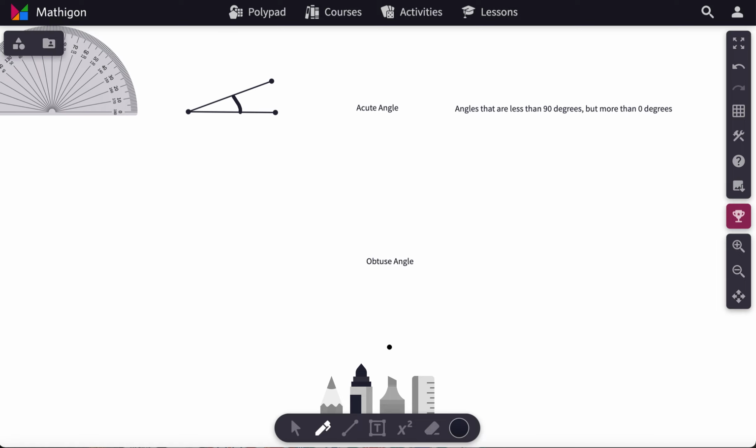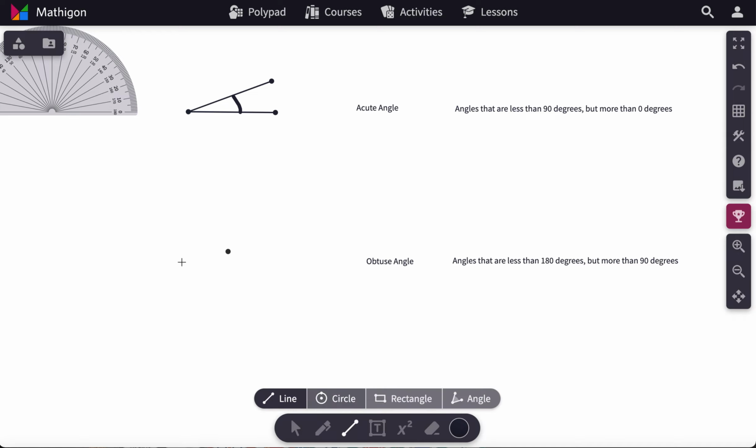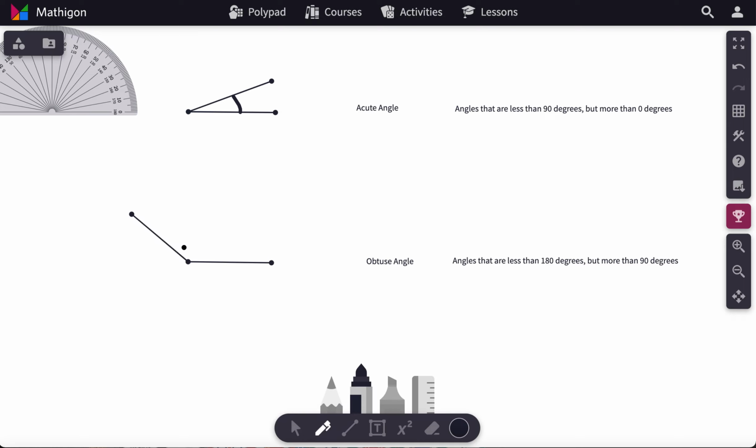Our third and final angle that we're going to talk about here is called an obtuse angle. And so this is an angle that is less than 180 degrees, but more than 90 degrees. So I'm just going to draw one right here. I'm going to draw arm number 1. I'm going to draw arm number 2. I'm going to draw our angle right here.